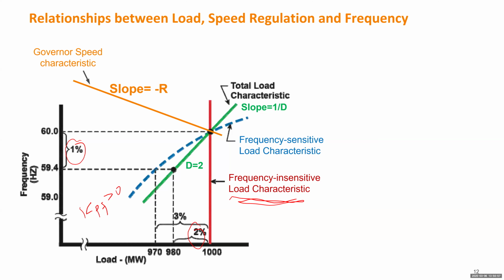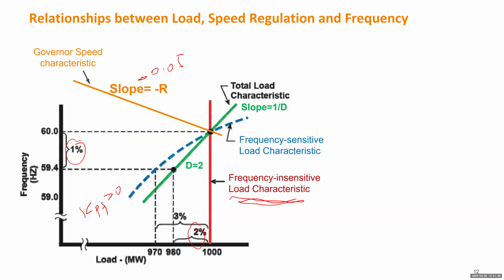So what if we add the governor? If we add the governor, the generator operating point can only move along this orange straight line with negative slope, which is negative R. Because R is very small, like 0.05, this slope will be like negative 0.05, for instance. So it can be very flat, with a very small slope. It will intersect with the load characteristic at that point.